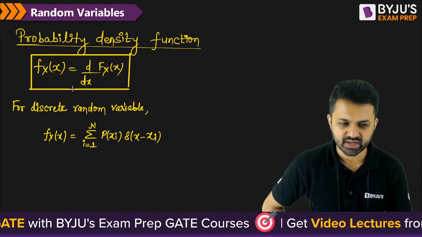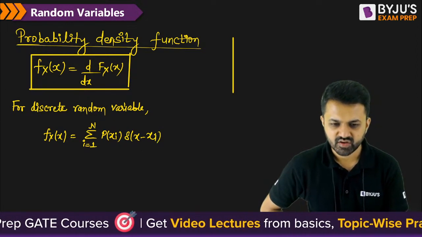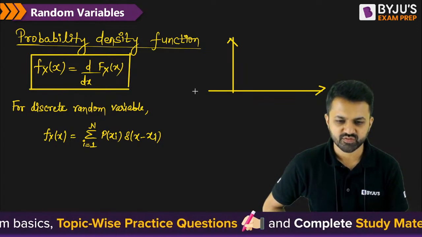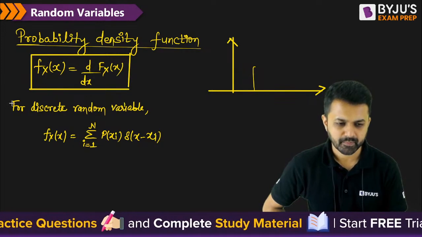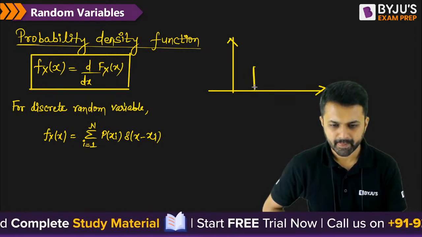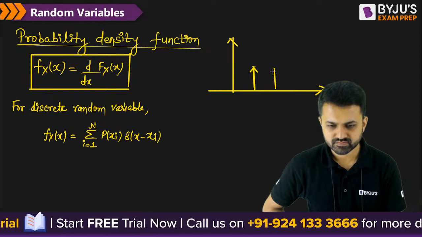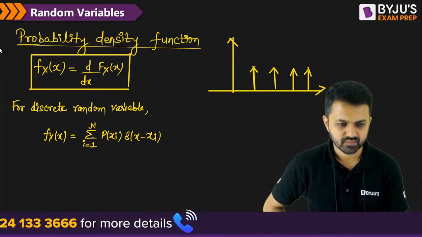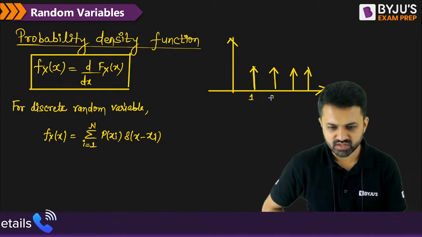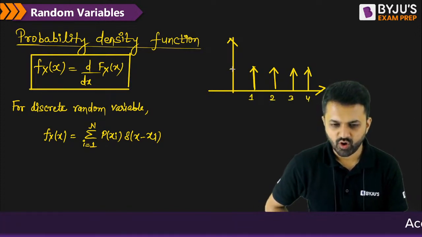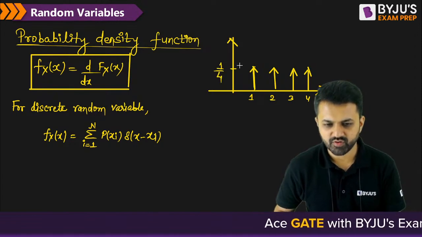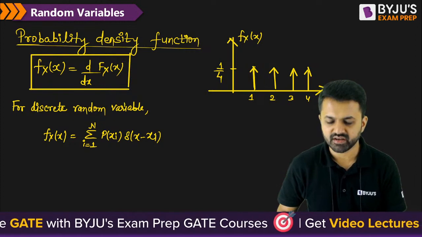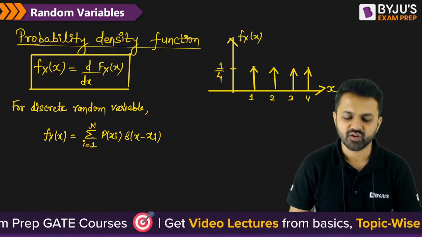And for the previous example, if I differentiate it, what will we get? The differentiation of unit step gives an impulse. 1, 2, 3, 4. All will have the height 1 upon 4. This is for the previous example, which we have taken for the understanding of the CDF.